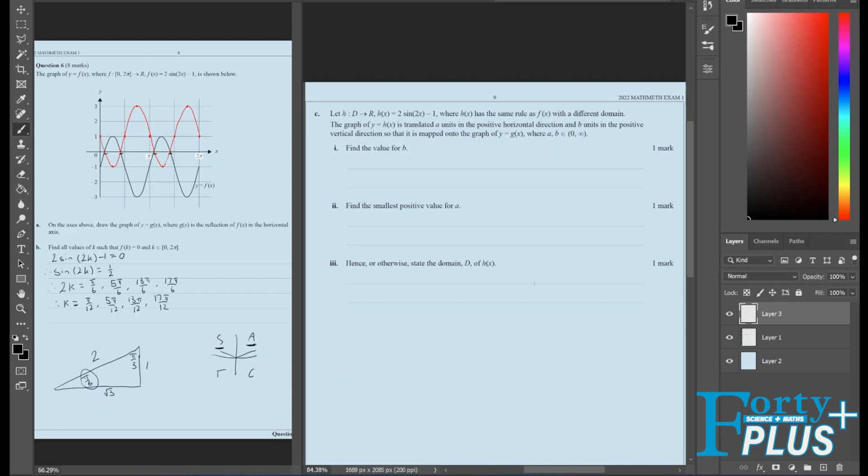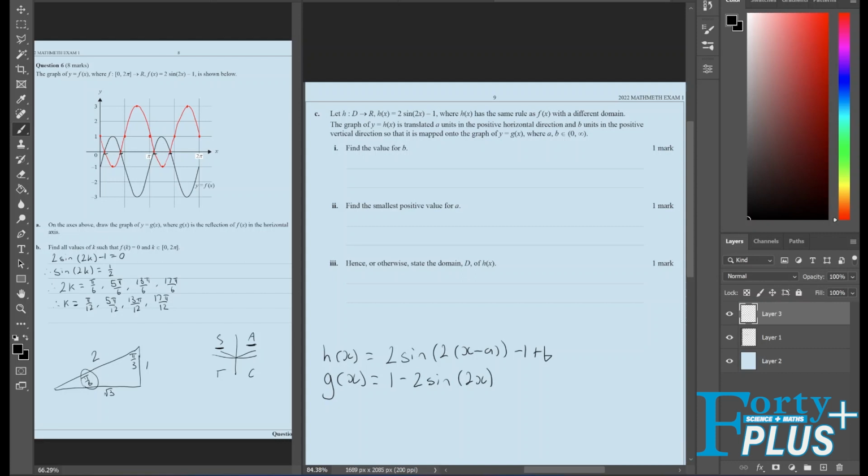That's pretty much saying that there's some transformation that has been applied to h of x, which makes it equal to g of x. So let's write out h of x quickly with the transformations applied. So h of x equals 2 sine 2 outside of x minus a, minus 1 plus b. And it's being mapped onto g of x, which was the reflection of f of x. So we simply just multiply f of x by negative 1. So g of x equals 1 minus 2 sine 2x.